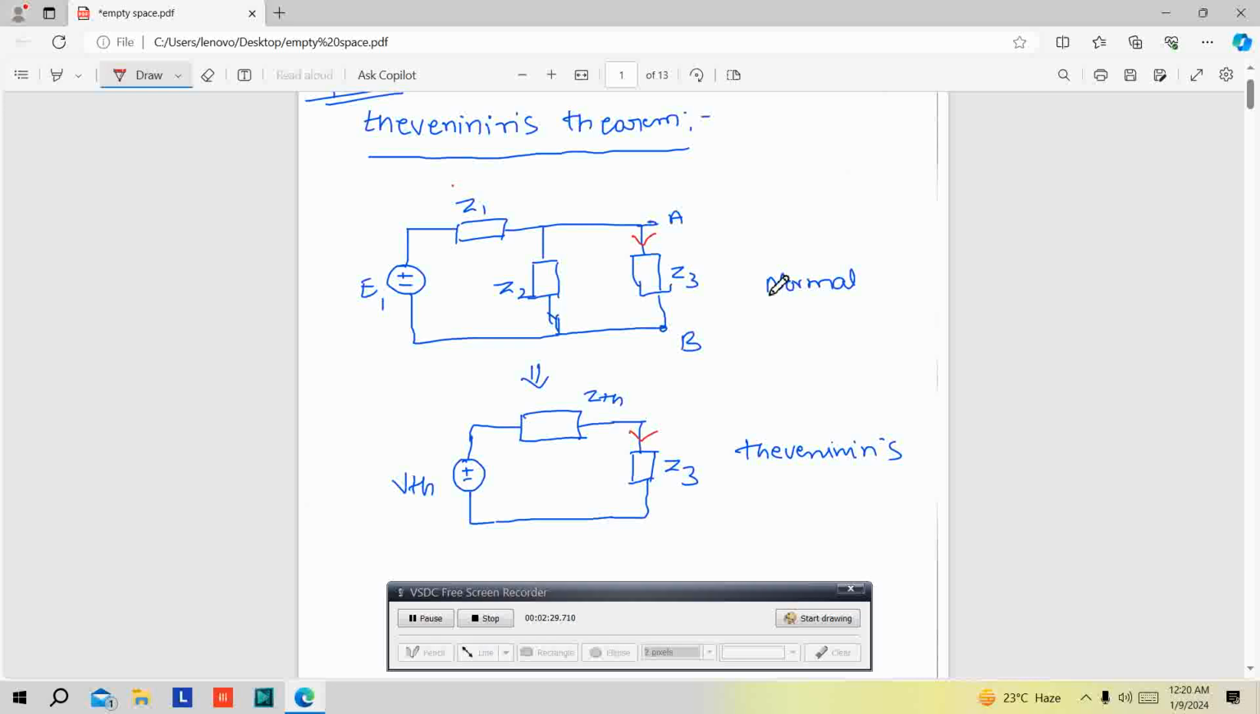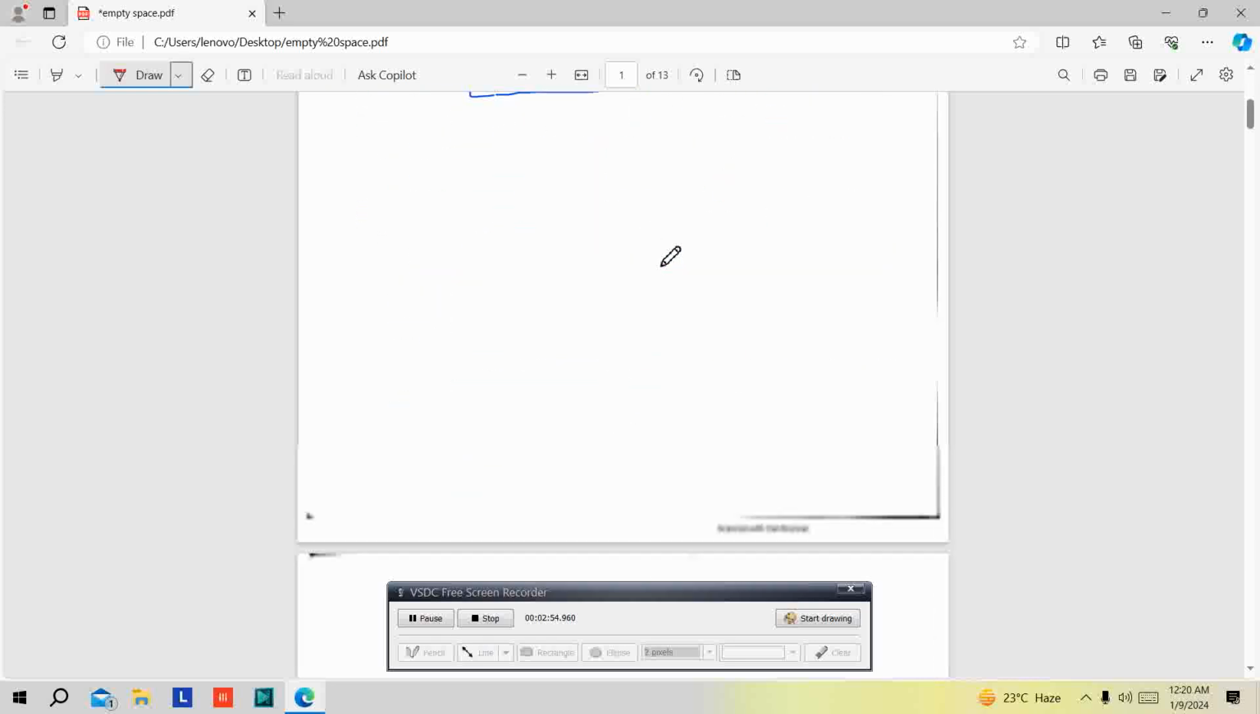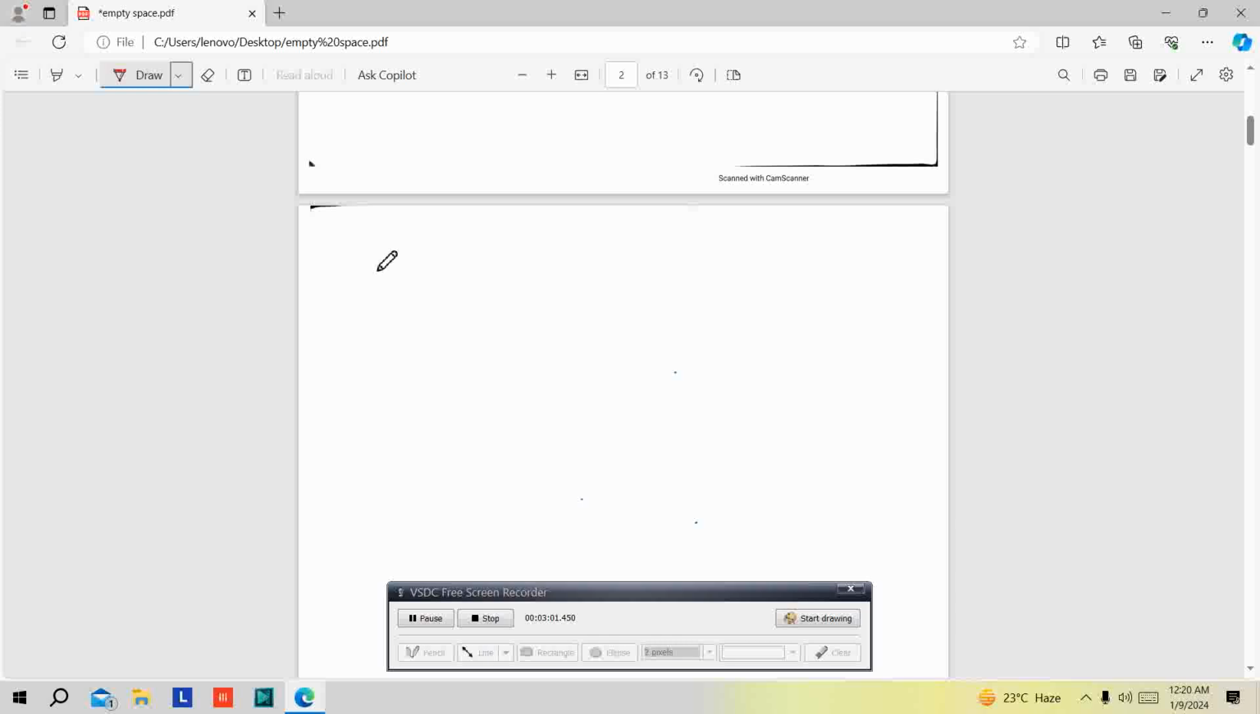First, I am going to calculate the current passing through Z3 in network A. Consider this is network A and this is network B. Then I am going to calculate the current passing through Z3 in network B. Both should be equal. Correct? First I am going to consider network A and calculate the currents.